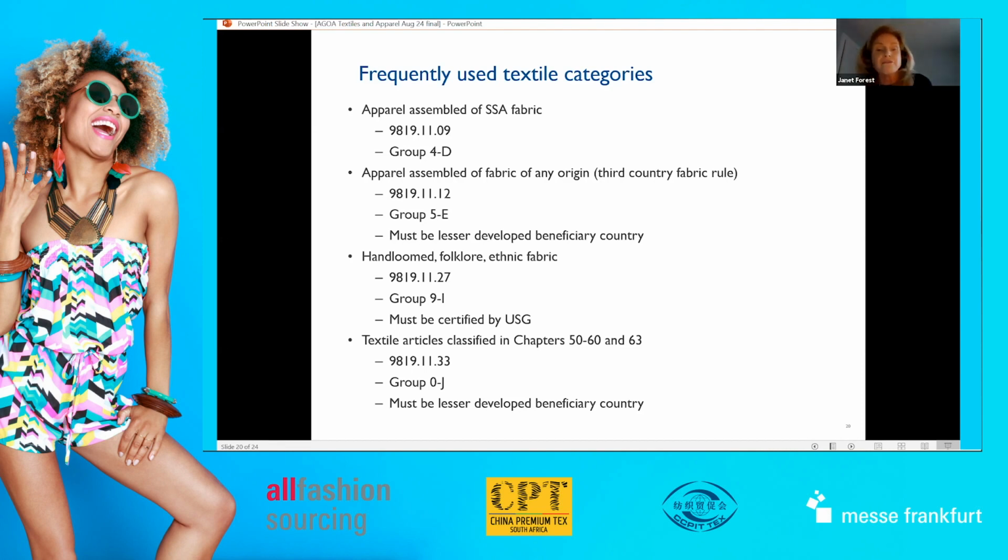And there is not a third country origin rule for this chapter, so the products must be completely from a lesser developed beneficiary country. You cannot use fabric from India or Pakistan or whatever.